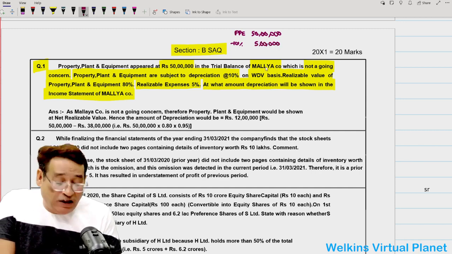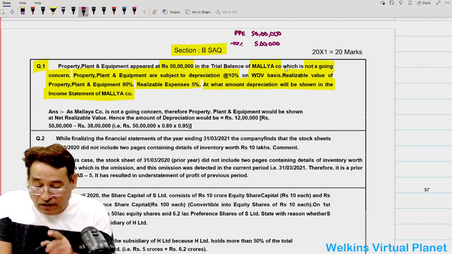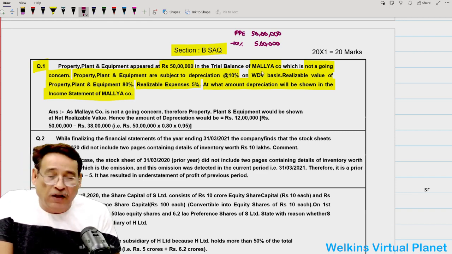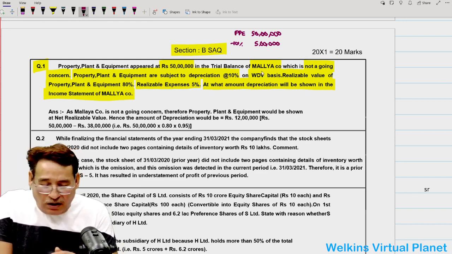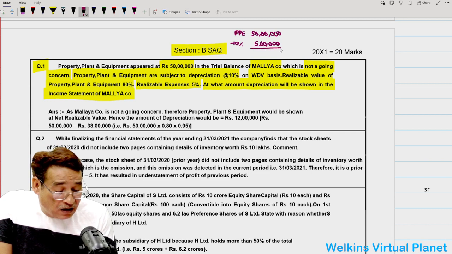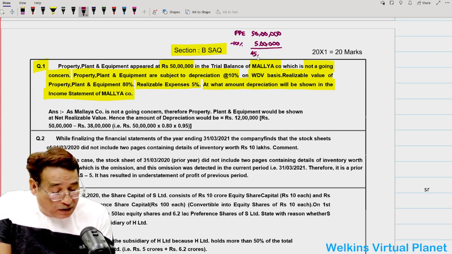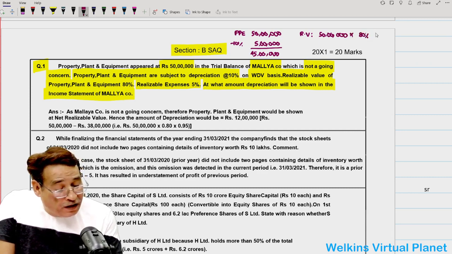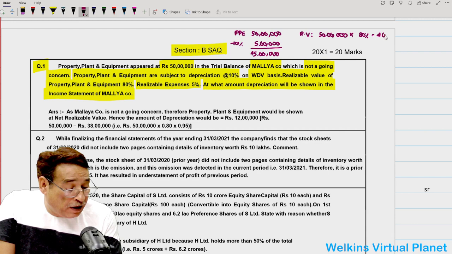In normal circumstances, suppose this particular line had not been given, that means if Malia Limited would have been a going concern entity, in that case I would have computed the carrying amount in this manner. 50 lakh minus 10% depreciation, 45 lakh. And then I would also have computed the realizable value. The realizable value, it is given, 50 lakh into 80%, that is equal to 40 lakhs.